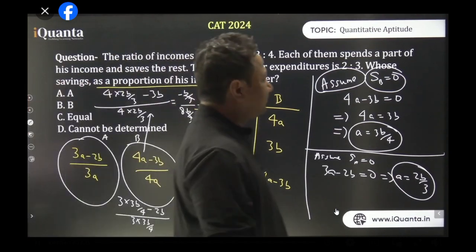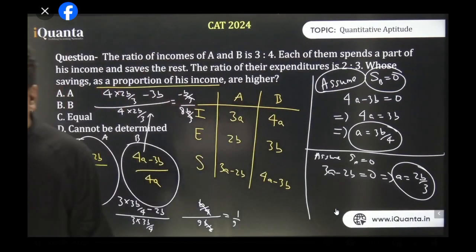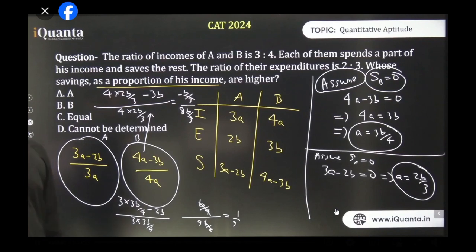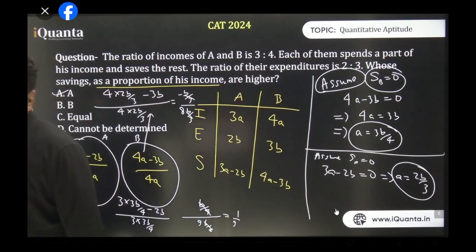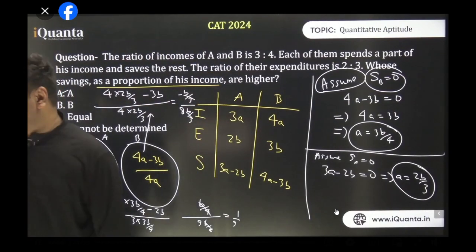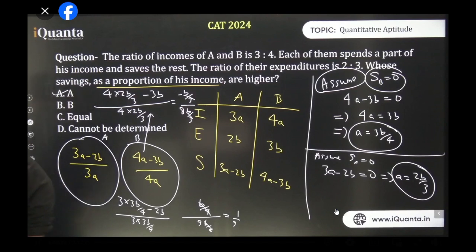Now you realize it. See, if I made B saving 0, A had a positive saving. But when I made A saving 0, B had a negative saving. So in all the cases, B saving is less than A saving. Answer is A. Clear? Don't add them like that, because you do not know what the exact income is. They're two different people altogether. Did you enjoy it? Such a logical question, isn't it? Pure logic.